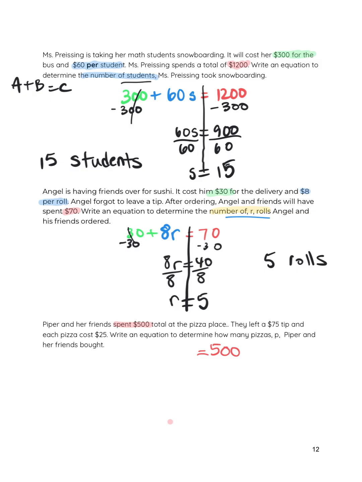They left a $75 tip. Well, a tip only happens one time, so that's the starting cost before they bought their pizzas. So it's $75. And then it's plus, well, we're trying to figure out how many pizzas, right? And we know there's that fancy word, each pizza costs $25. So that means to get to the total amount, I spent $25 every time I bought a pizza. But I don't know how many pizzas I bought. So this is the equation to figure out that unknown, which is how many pizzas were purchased.